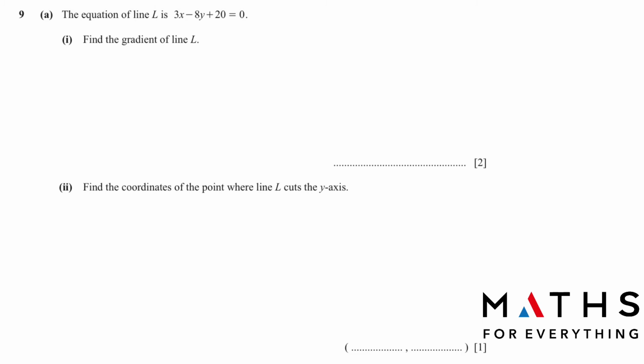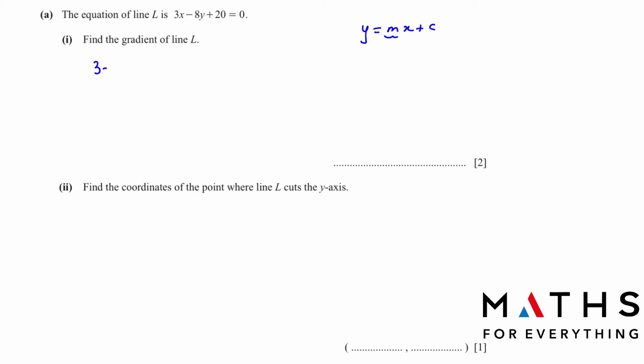Question number 9. We have been given an equation of the line and we need to find the gradient of the line. Whenever you need to find the gradient of a line, write the equation in the form y is equal to mx plus c. So make y your subject. Whatever is before your x, that is your gradient m.